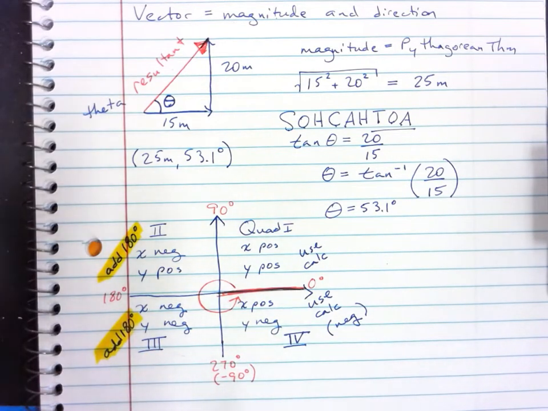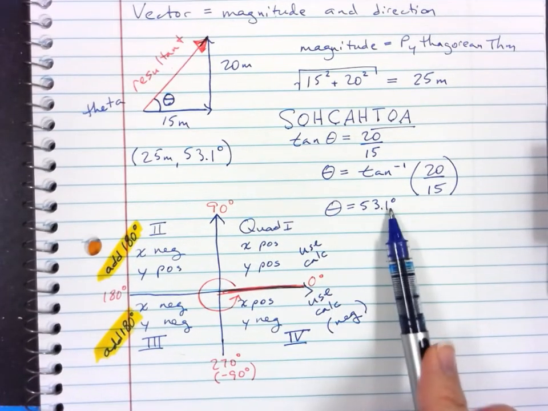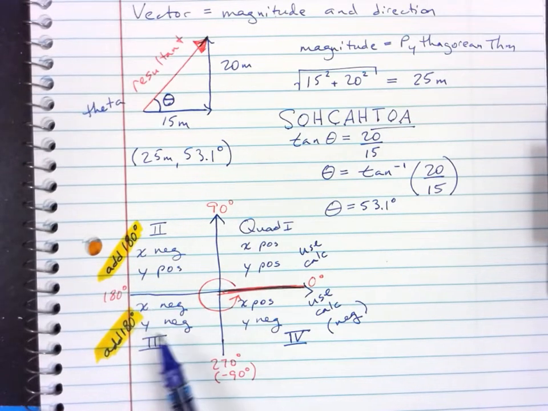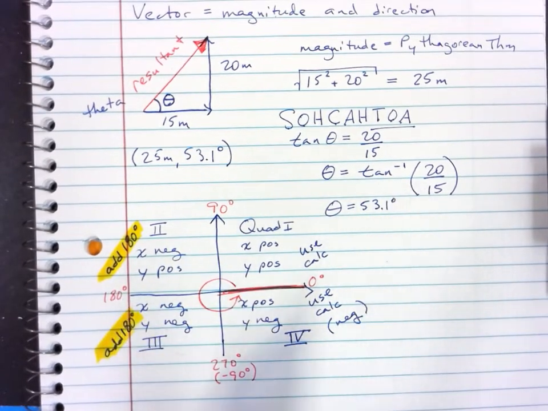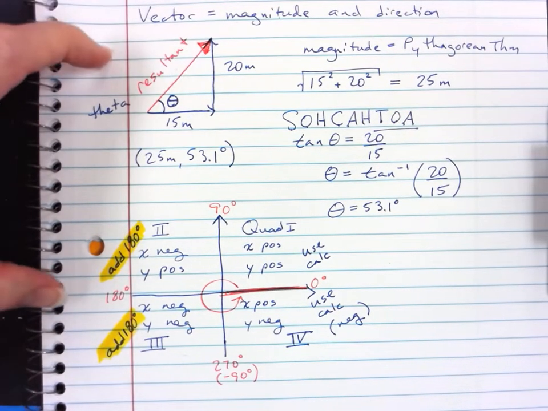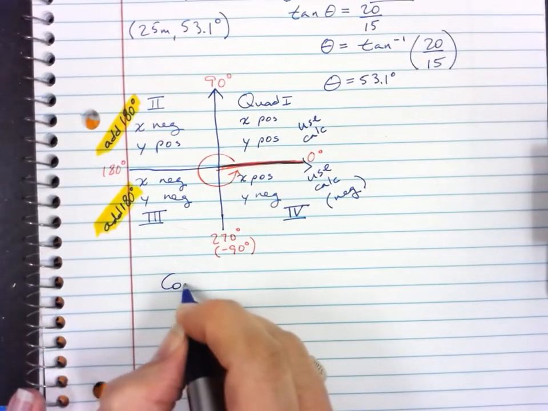So to summarize, if you know your answer should be in quadrant 1 or 4, use what you get off the calculator with the inverse tangent. If your answer is supposed to be in quadrant 2 or 3, you have to add 180 to the calculator answer. So that's the first half of vector basics, resultant. The other part is components.